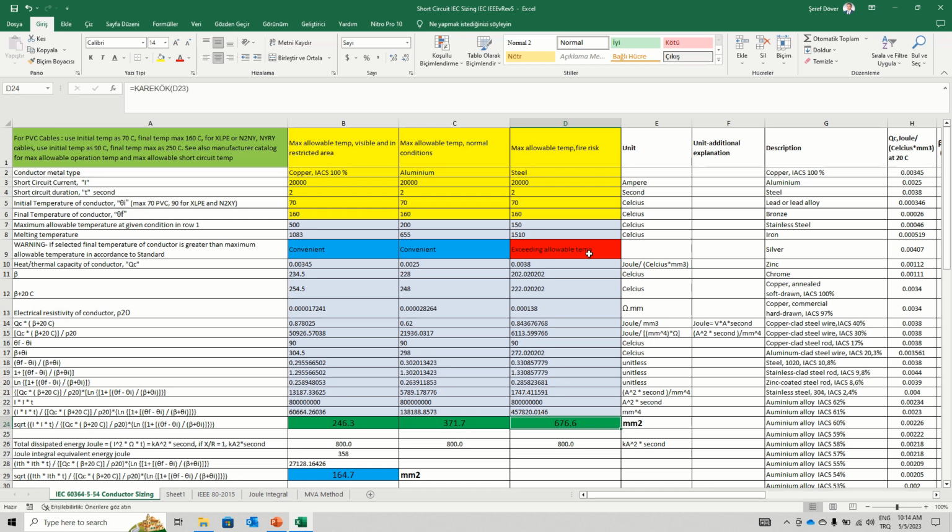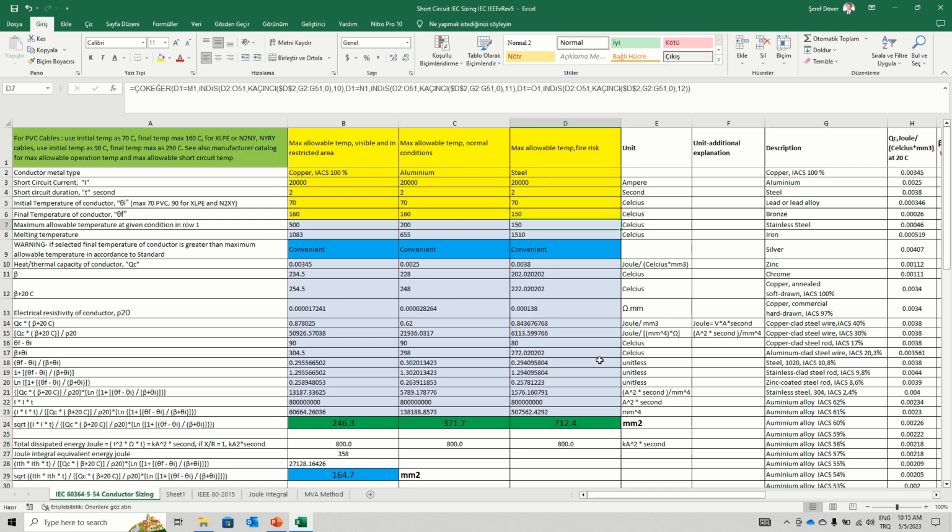So what was our allowable temperature? 150. Why? Because there was fire risk here. Then okay, I am changing it to 150. Then it is convenient. As you see, 712 millimeters square. Up to now, I explained to you for normal steady state short circuit conditions what the required minimum cross sections of the cables are.